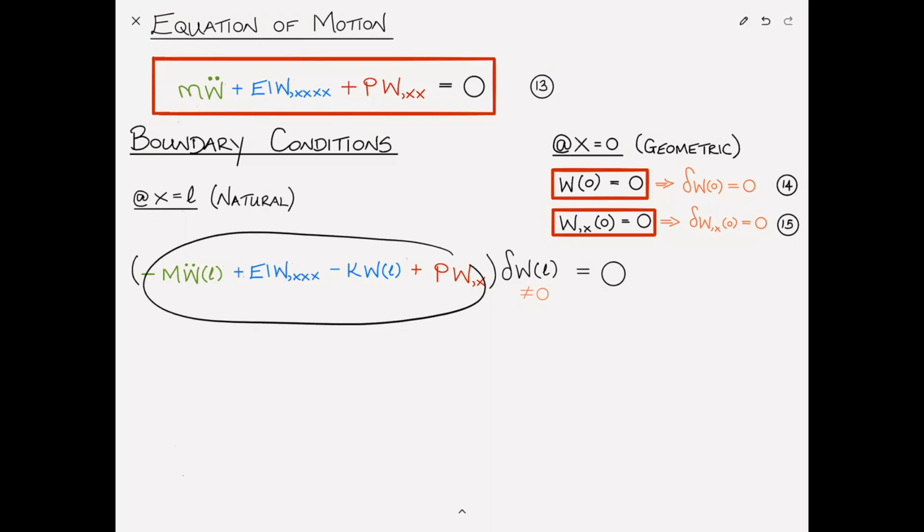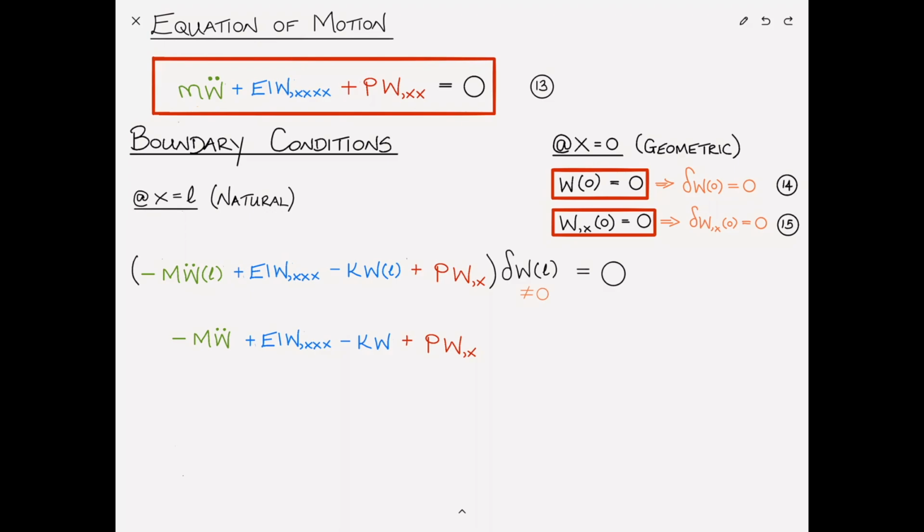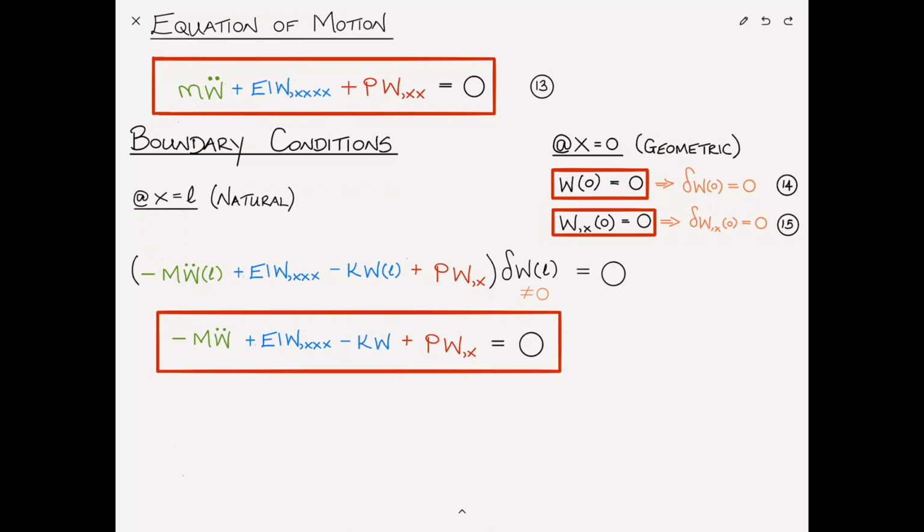Therefore, everything multiplying that must be 0. So minus m w double dot plus EI w comma xxx minus k w plus P w comma x. Notice I've dropped the explicit x equals L from that, since we have it here. But all of that added together must equal 0. Let's put a red box around that, because that is now our third boundary condition.